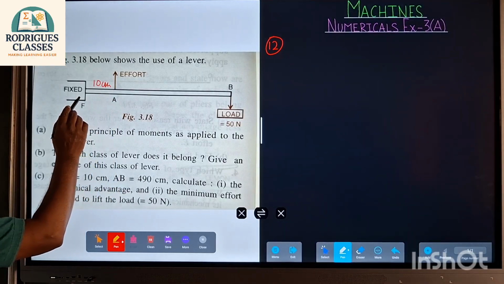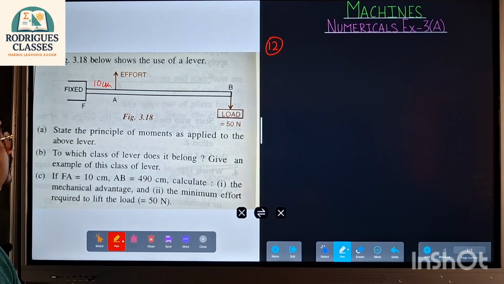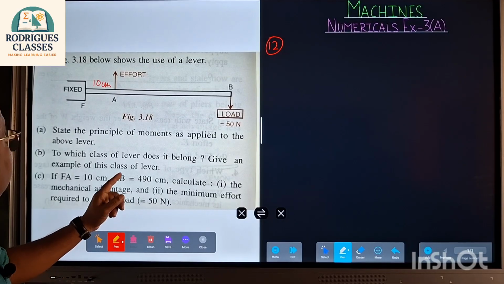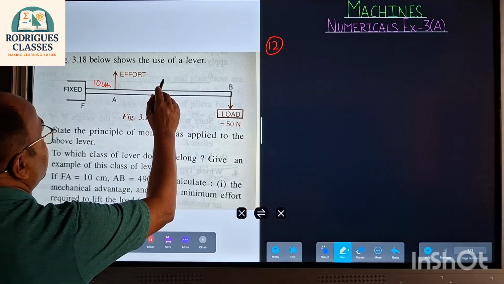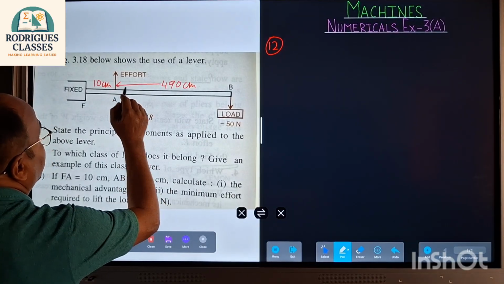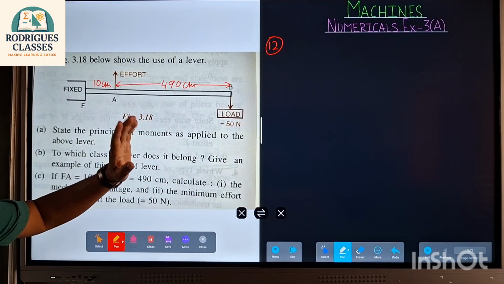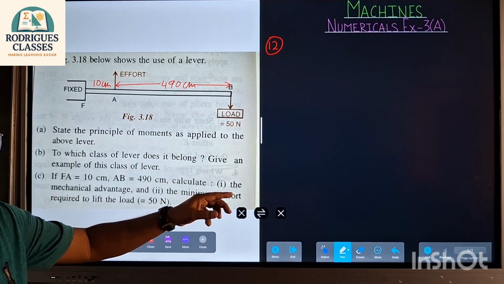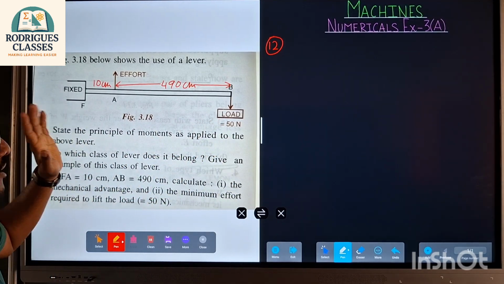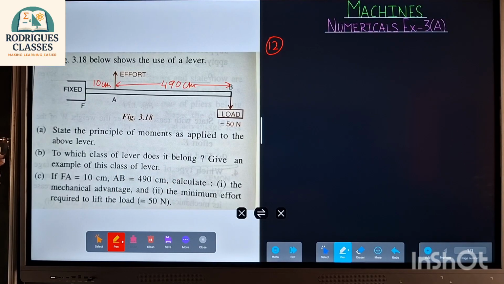So this is the fulcrum, this is the effort, so it will become your effort arm. Then AB is 490 centimeter. This is your AB part. Don't make the mistake of taking this as the load arm. Load arm is the length from the load till the fulcrum, so that will be 490 plus 10, 500 centimeter.